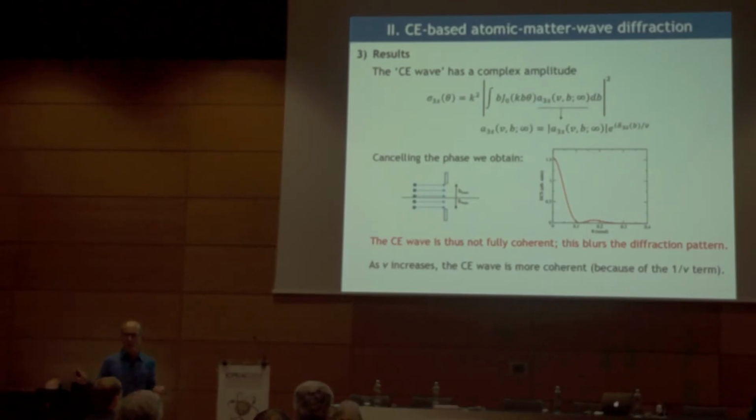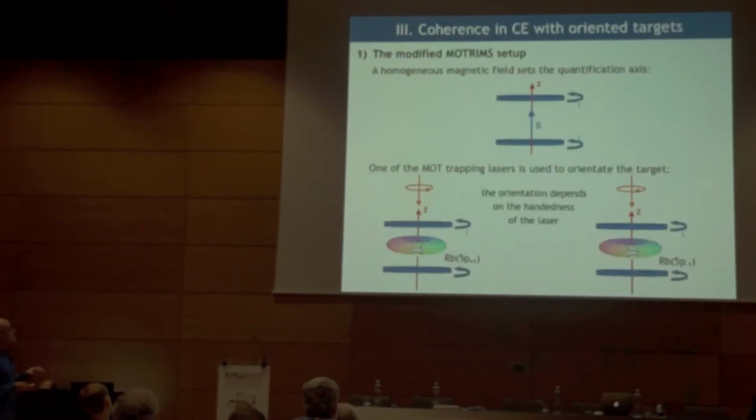charge exchange channels. We had some difficulties with the charge exchange channel for which capture can occur until very large value of Bmax. And this leads to prohibitive small angular spacing between the fringes, and we cannot resolve it. So I pass now to the second part of my talk, which deals with coherence with oriented targets.